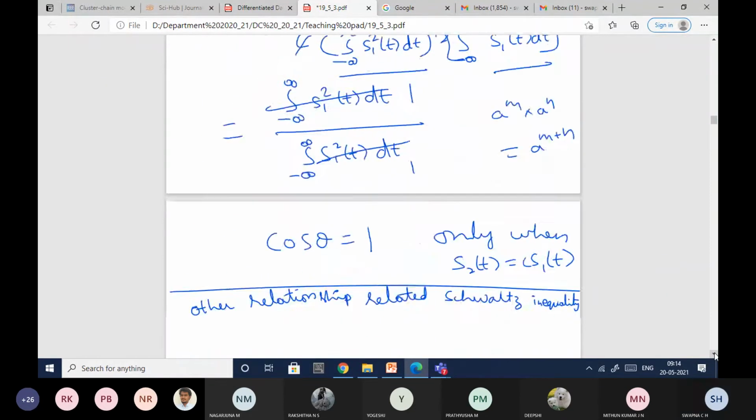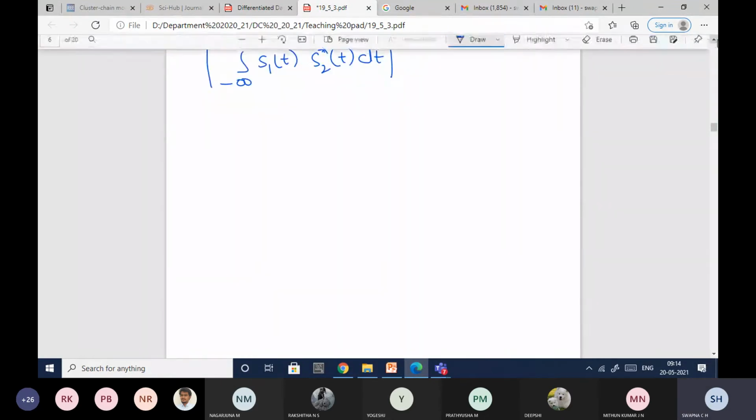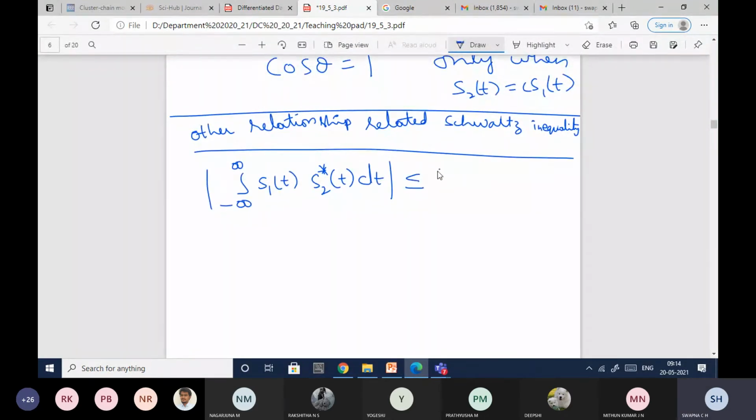It will be less than or equal to the integral from minus infinity to plus infinity of mod s1 of t whole square dt, whole power half, into the integral from minus infinity to plus infinity of mod s2 of t whole square dt, whole power half. And here also the equality holds only when s2 of t is equal to c times s1 of t.